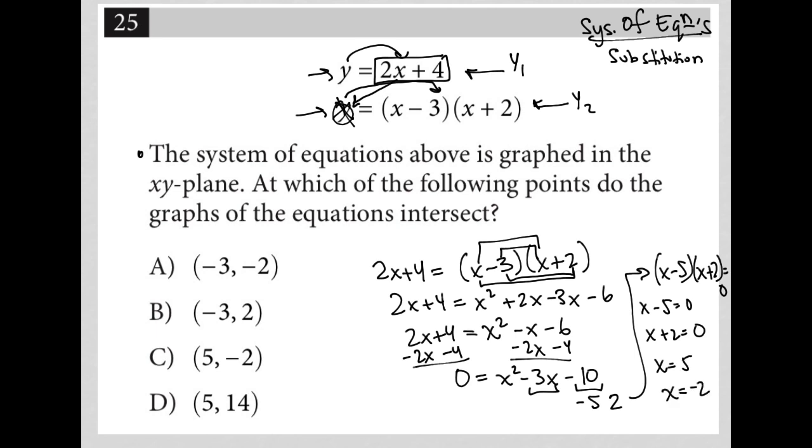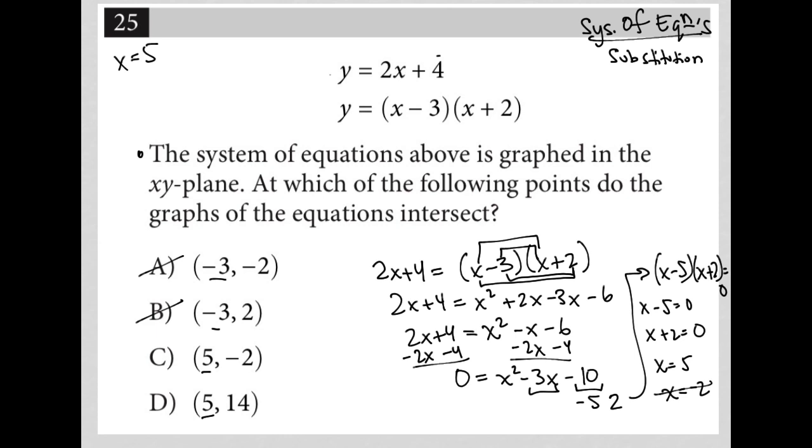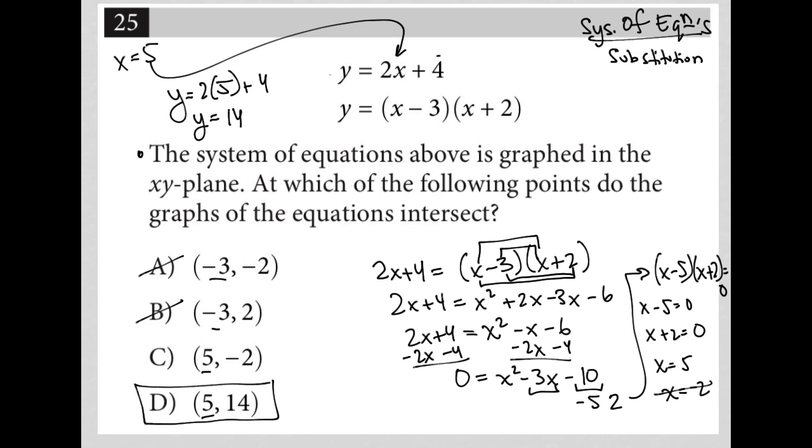Now, when I look at my answer choices, I don't have an option that has x equals negative 2, so that solution is not important to me. But I do have a couple that have x equals 5. So choice A and B are gone because I don't have that as an option for x. Now what I do is say, well, since x equals 5, I know is correct, I can solve for y by plugging in, let's clean this up so we can see it again, plugging my 5 in to the x value for the top one, and I get y equals 2 times 5 plus 4, and therefore y equals 14. So my correct answer here must be choice D.